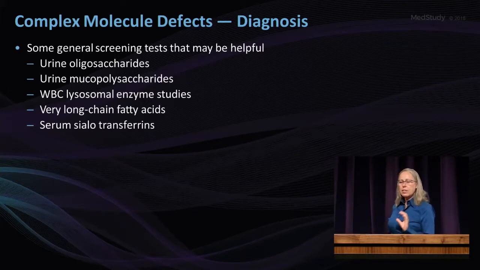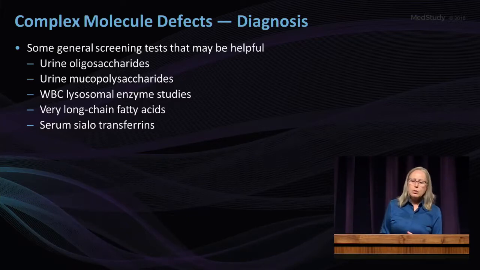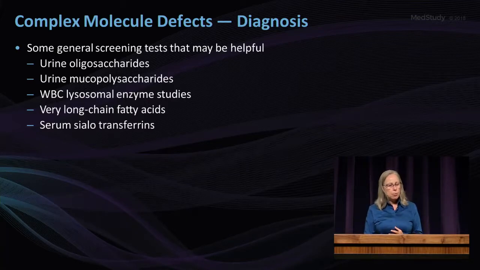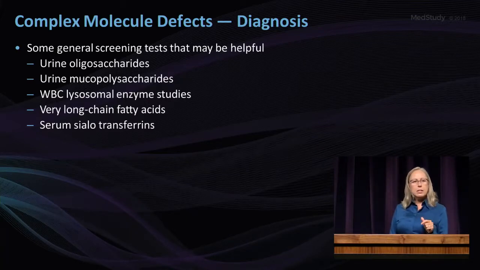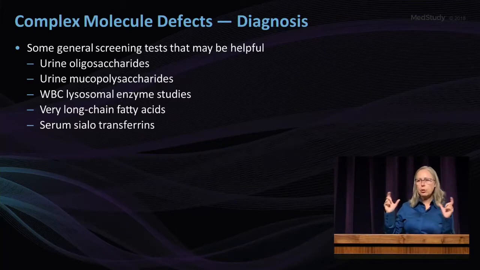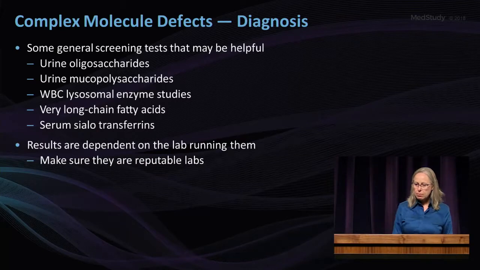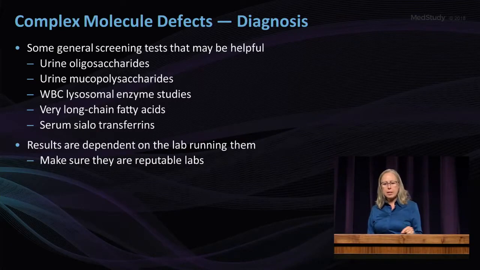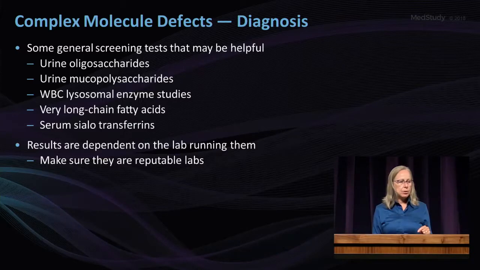Some general screening tests that can be helpful. So you have to suspect the complex molecule and some very specific testing, as opposed to our standard when the child is trying to die in the emergency room. So urine oligosaccharides, urine mucopolysaccharides, lysosomal enzyme studies, very long-chain fatty acids, and serum sialotransferrins, also known as carbohydrate-deficient transferrins. Different hospitals will have different code names for those. The results are dependent on the lab running them.